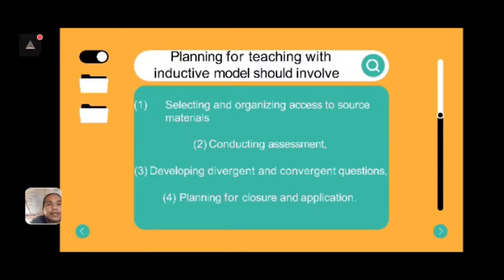Next is conducting assessment. Teachers should consider how they will conduct pre-assessment, formative assessment, and summative assessment of students' learning.